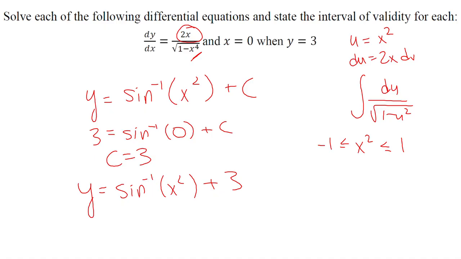Well, the greater than or equal to -1 part's not an issue. Right? We know that x squared is always going to be more than -1. But to make it less than 1, if x squared is less than or equal to 1, that means x has to be between 1 and -1. So that when I square it, I'm still getting something that is less than 1. So our interval of validity here is going to be from -1 to 1.